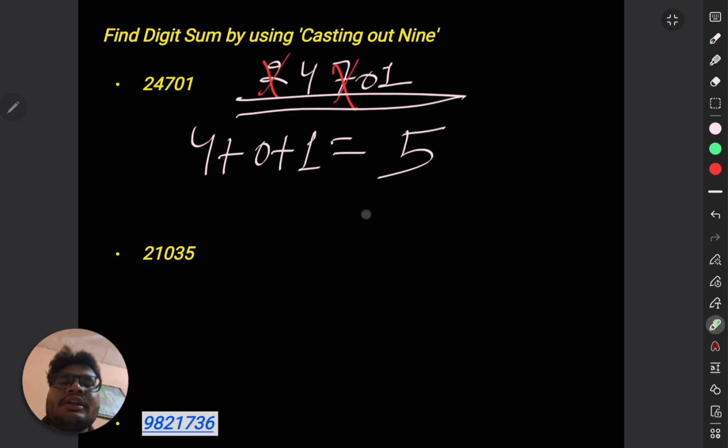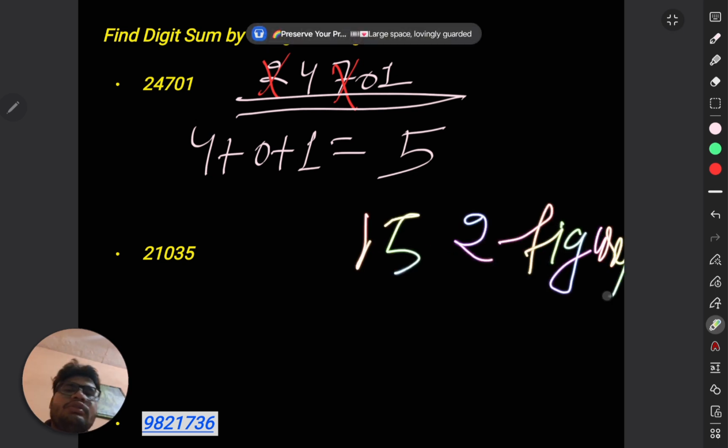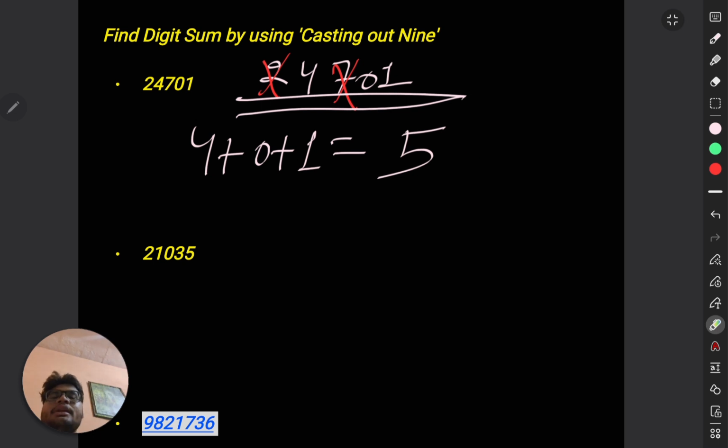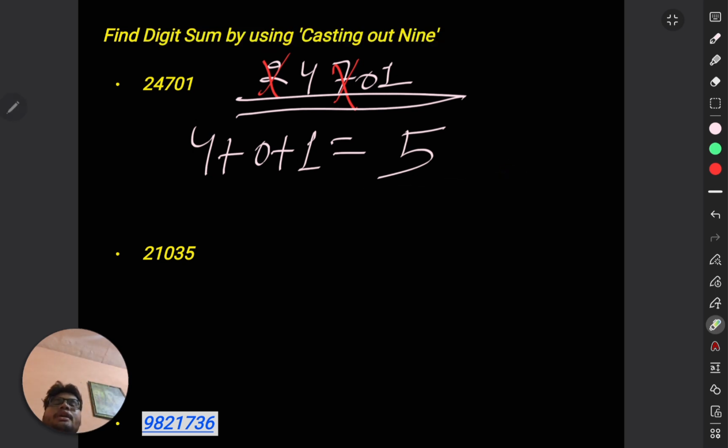Okay, if that digit sum is of two figures, two digits, then we will apply this sum again, until we get a one-figure number. I think you have understood this matter very well, and we will understand it better with the next example. Here is example 21035.